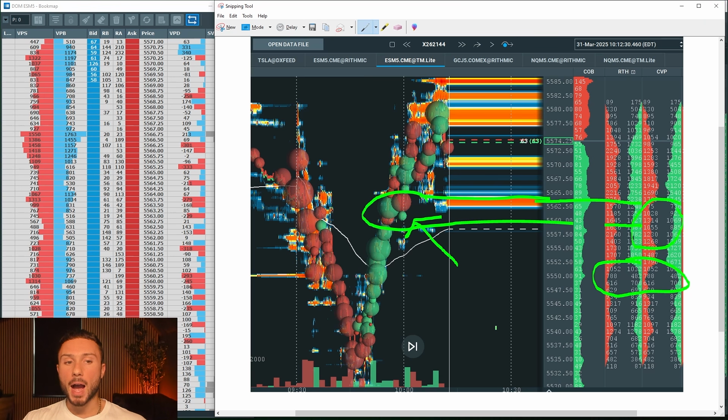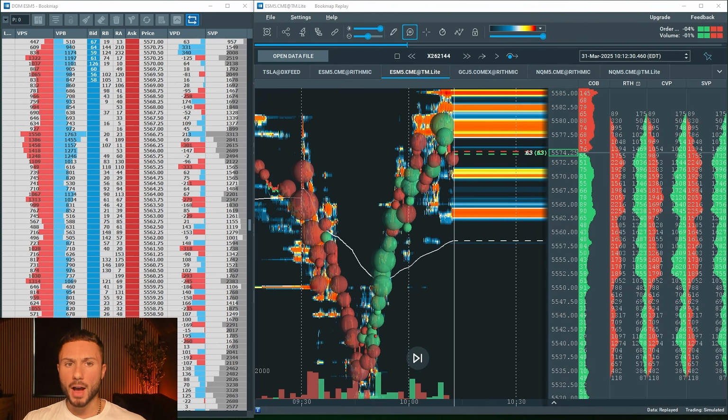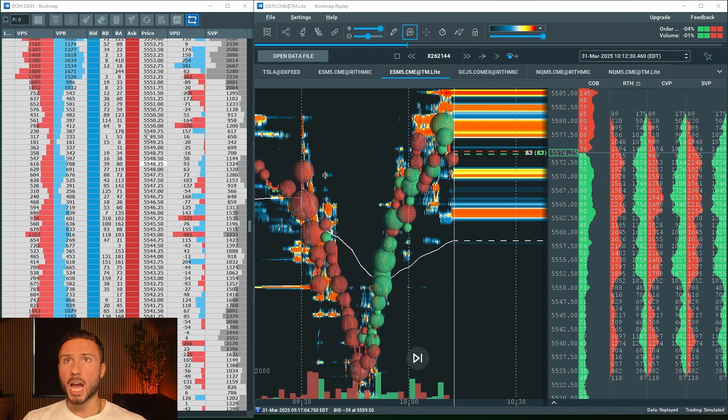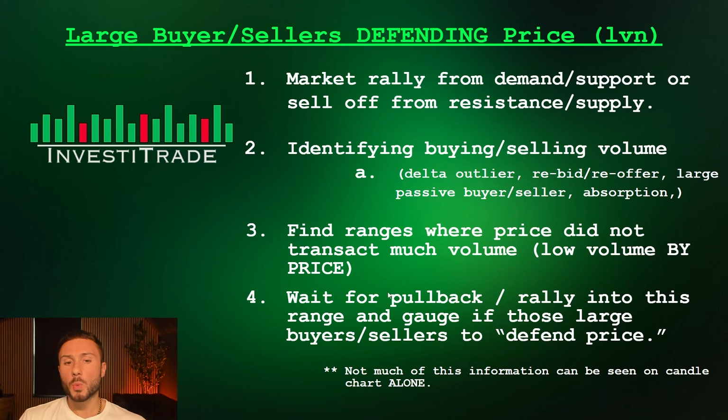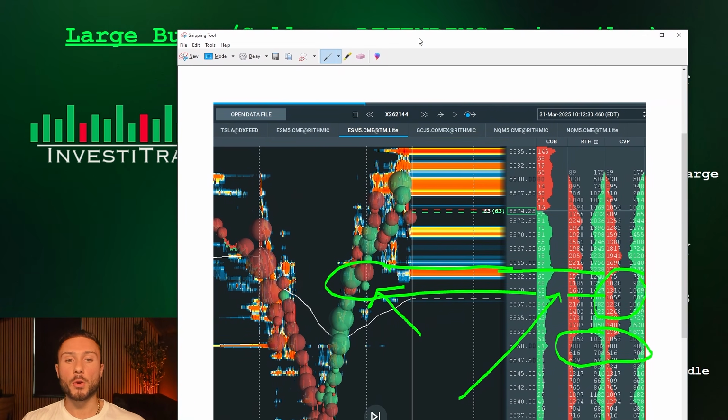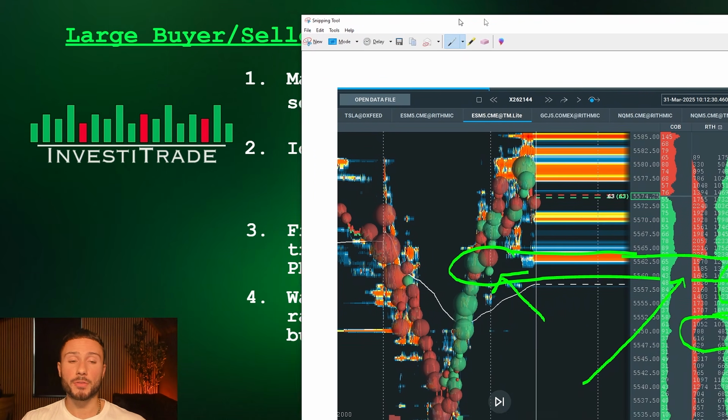These are best spotted on volume profiles, which could be seen off of a normal volume profile or even a depth of market, which I have on the left side of my charts. We could see where volume is lower, and that's where my cursor's at. Then point number four is waiting for a pullback in this example, or a rally into the range, and gauging if those large buyers or sellers that formed that level defend price. What I like about this is it really cannot be seen much off of a candlestick chart alone, and this is why I always favor the order flow and gauging volume around these levels of interest.